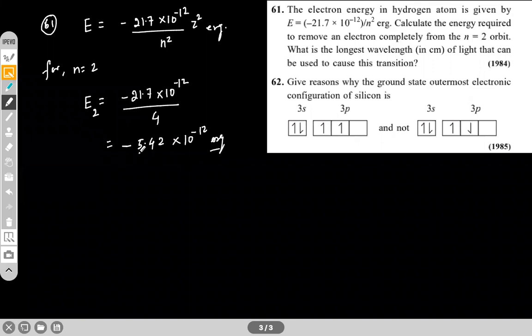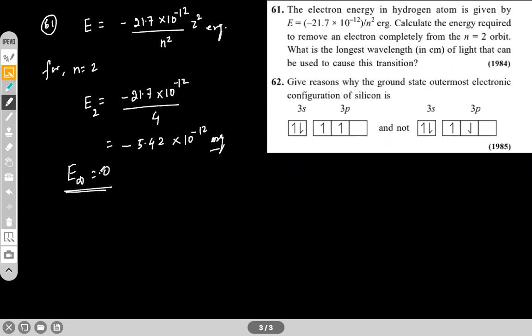This is the energy required to remove an electron, because the same energy that the electron has, you have to provide as positive energy, so that the negative and positive cancel to zero and the electron becomes free. Now, the second question is: what is the longest wavelength in centimeters of light that can be used to cause this transition? Usually this transition happens when we provide energy, and we calculate the energy required to remove an electron, because at infinity, E infinity is zero. That is the concept we have.